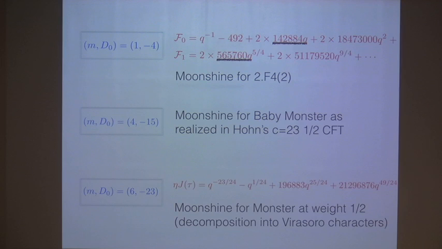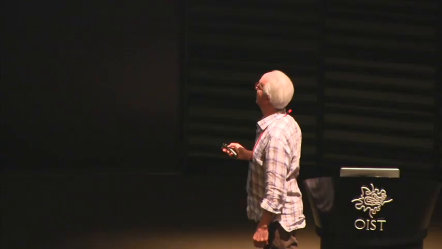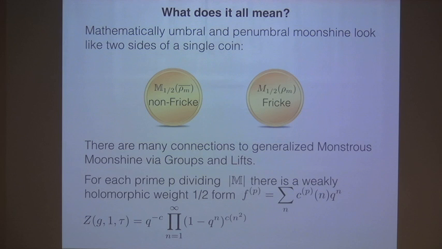So what does it all mean? Mathematically, it looks like umbral moonshine and penumbral moonshine, which remains to be fully worked out, are two sides of the same coin. There's a strong mathematical similarity in terms of the representation theory. There is a kind of parallel classification by genus zero groups. And there are many connections, which I don't have time to explain, both to generalized moonshine via the groups that appear there and via lifts.